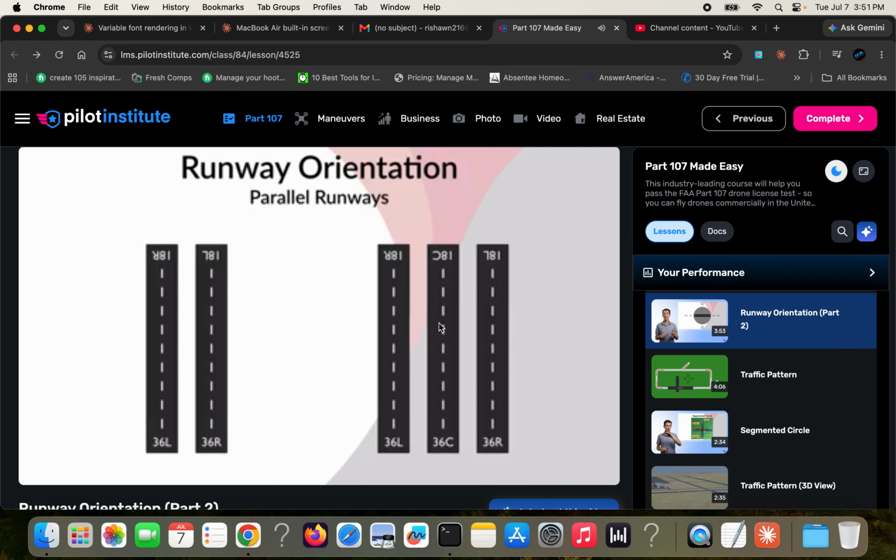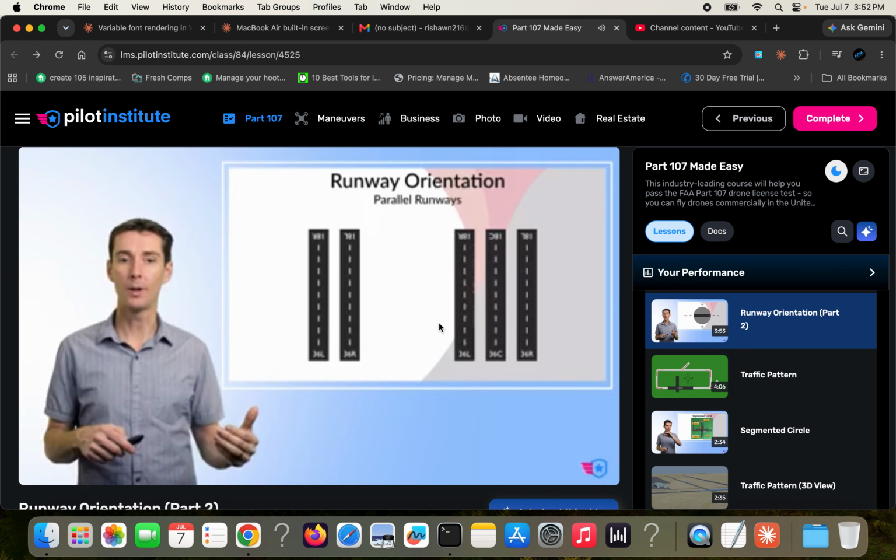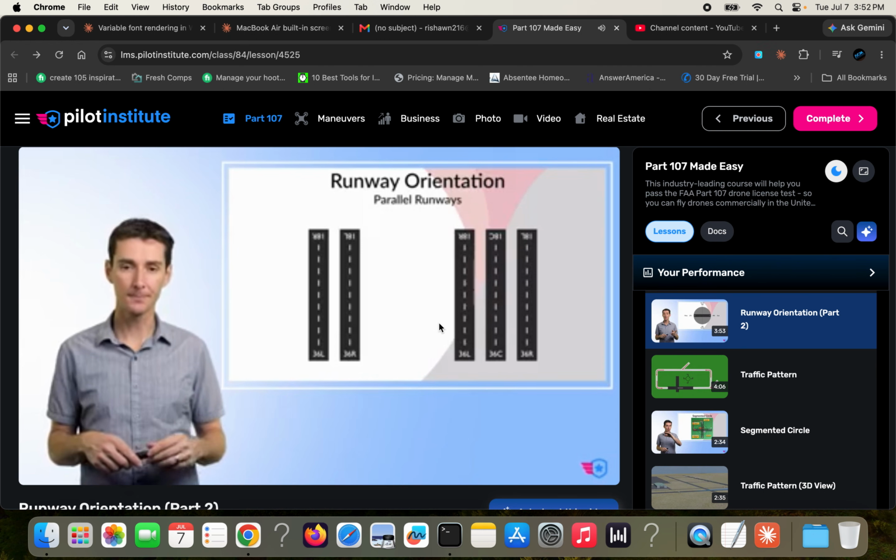When we have parallel runways like we do here at big airports, then we're going to use the symbols right and left. So 36R is 36 right, and then 36 left is 36L. And if you look on the other side, 36 right is also associated with 18 left, because if you're looking from the other side coming into the runway, you would have runway 18 on the left side and then runway 18 right on the other side. So 18 left, 36 right, 18 right, 36 left.